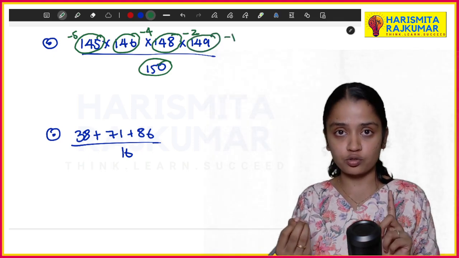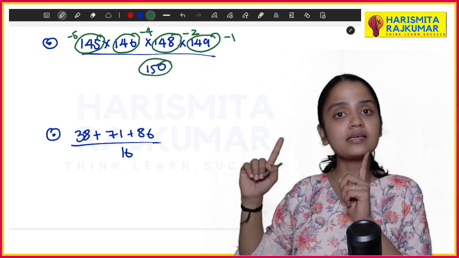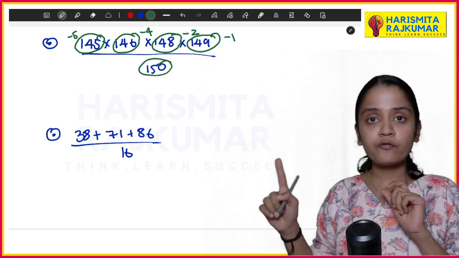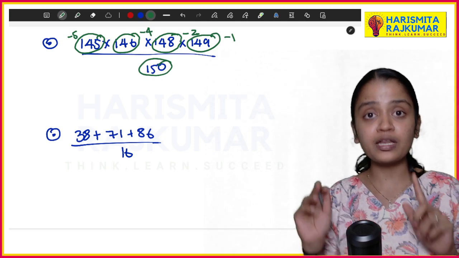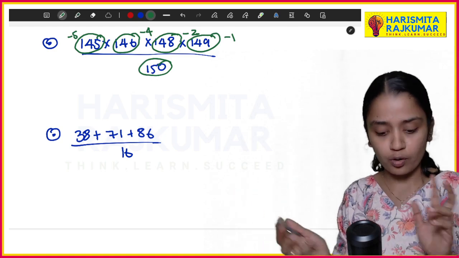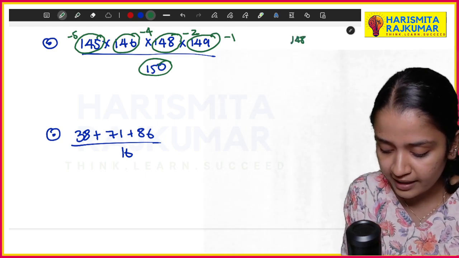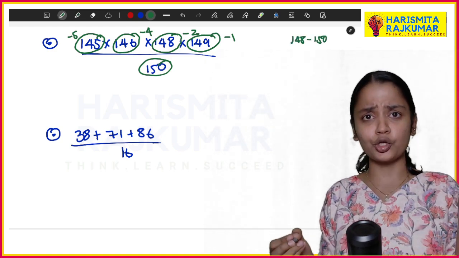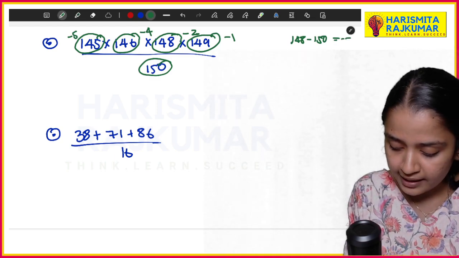I hope you understood. 150 minus 148 is 2, but we have to do it as 148 minus 150 because that is in the numerator, right? So you got it as minus 2.